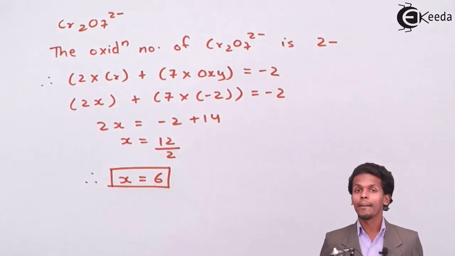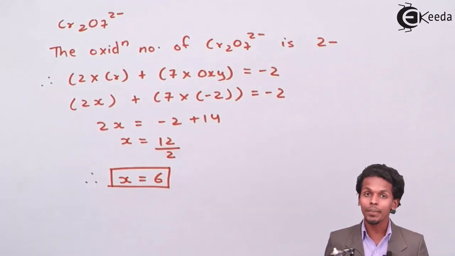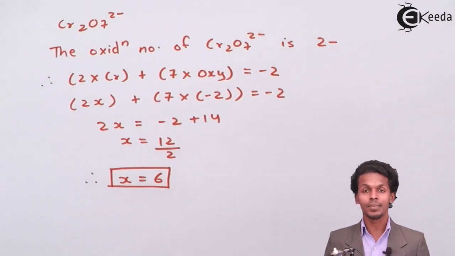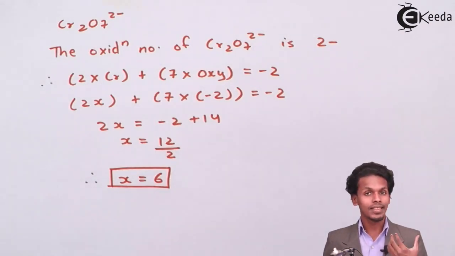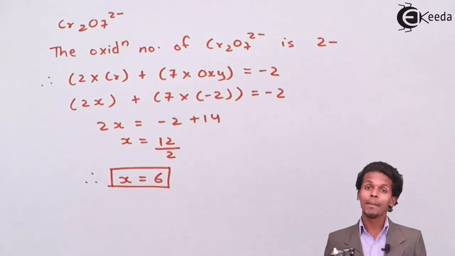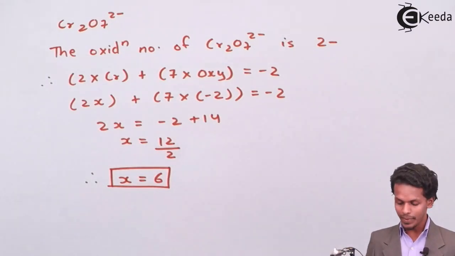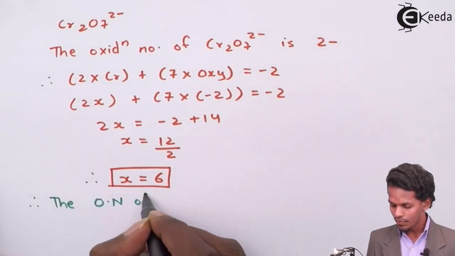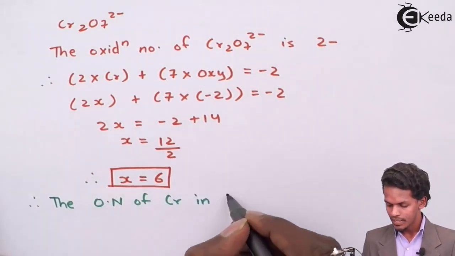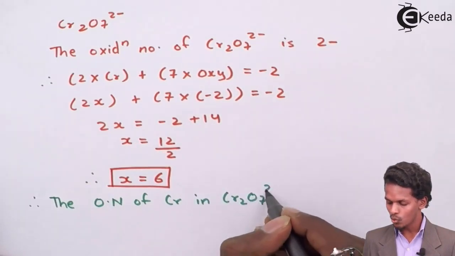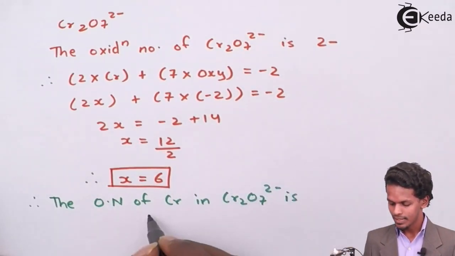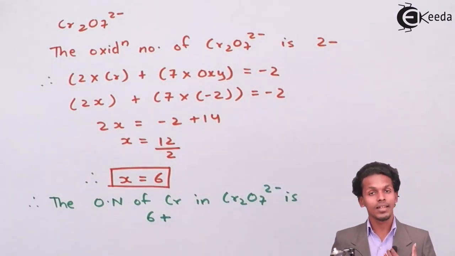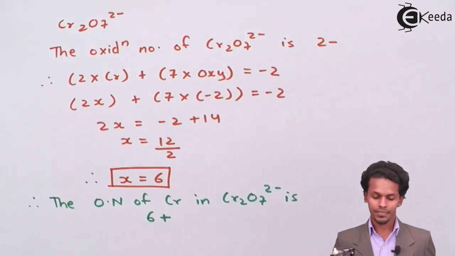So this value that we have got is for chromium present in Cr2O7 2 minus, meaning the oxidation number of chromium in this molecule will be 6 plus. So I will write the statement: the oxidation number of chromium in Cr2O7 2 minus is 6 plus. Let us find it out for the products also.